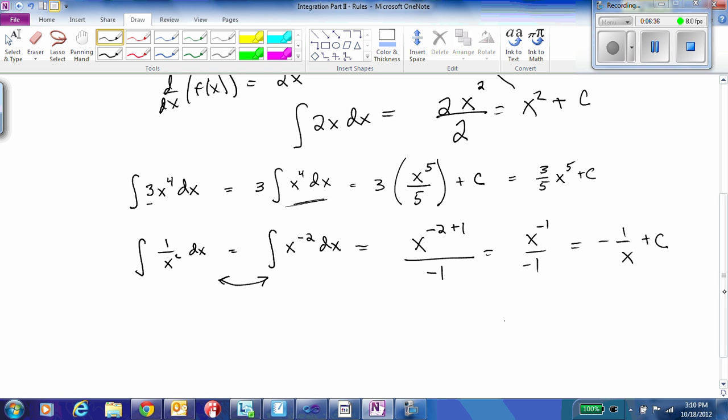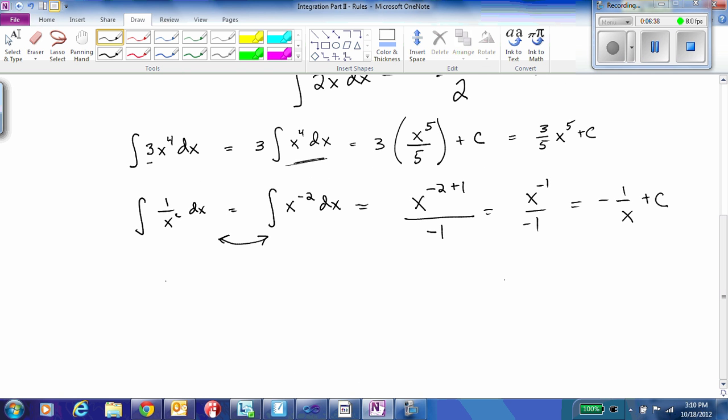Now here's a tricky one that you need to keep track of. The integral of 1 over x dx. You might think, using what I just did above, that this would become the integral of x to the minus 1 dx. Using the power rule, I would get x to the minus 1 plus 1 all over that same minus 1 plus 1, which would be x to the 0, which is okay, divided by 0, which is not okay.